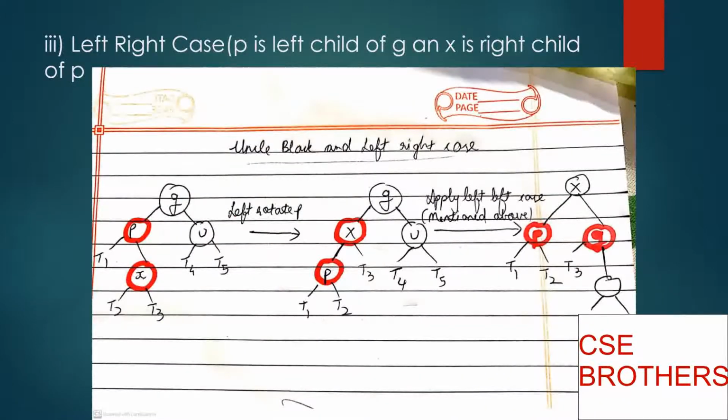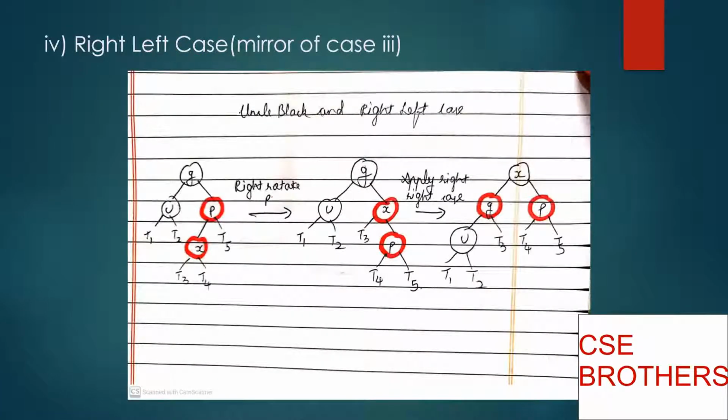So now we'll consider the left right case, where parent P is the left child of grandparent G and X is the right child of parent P. So what we'll do over here is initially we'll rotate the parent P to the left and it will lead us to this particular configuration. Still we are violating the conditions of red-black tree. So we'll now apply the left left case where X is the new parent and P is the new X. So this is the left left case, and then we'll right rotate G and then we'll change the color of X and G and we'll get this stable configuration. So another case is uncle black with right left case, which is a mirror of the left right case we had seen earlier.